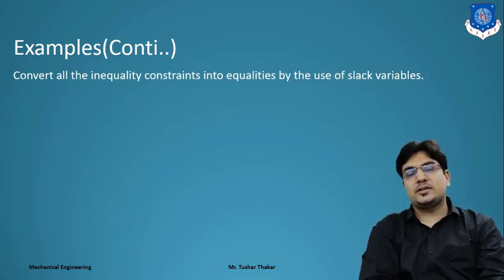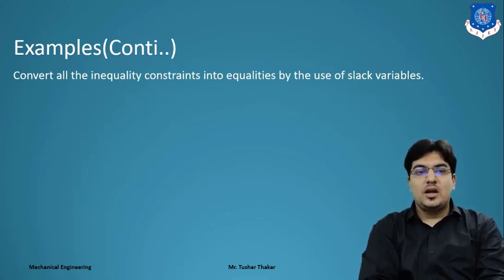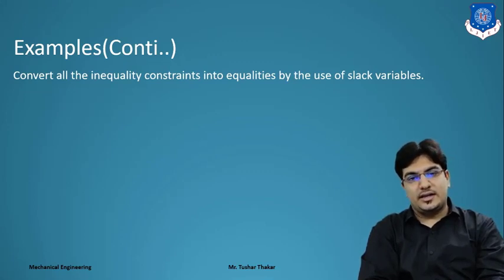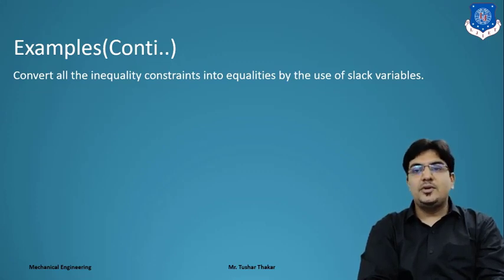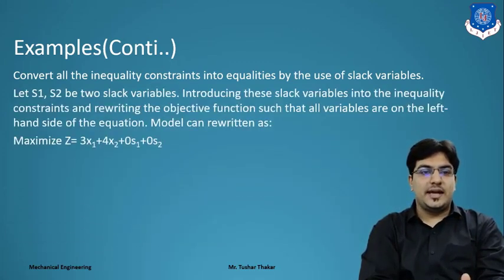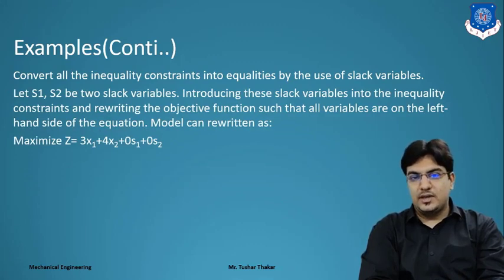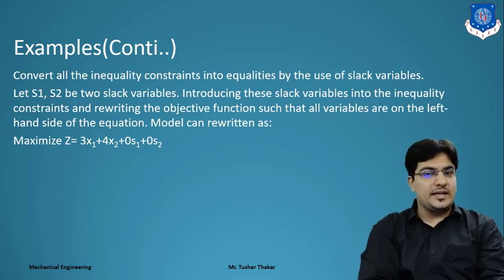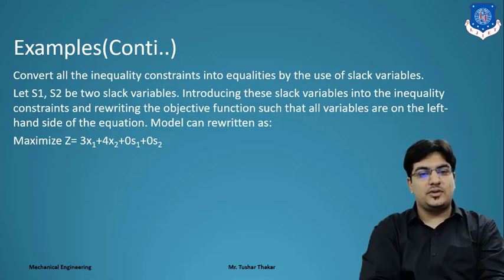First, in the simplex method, what we have to do is convert all the inequality constraints into equalities by using slack variables. A slack variable doesn't have any value, so here we take s1 and s2 as two slack variables, introduce them into the inequality constraints, and rewrite the objective function such that all the variables are on the left hand side of the equation. So the model can be written as maximize z equal to 3x1 plus 4x2 plus 0s1 plus 0s2.